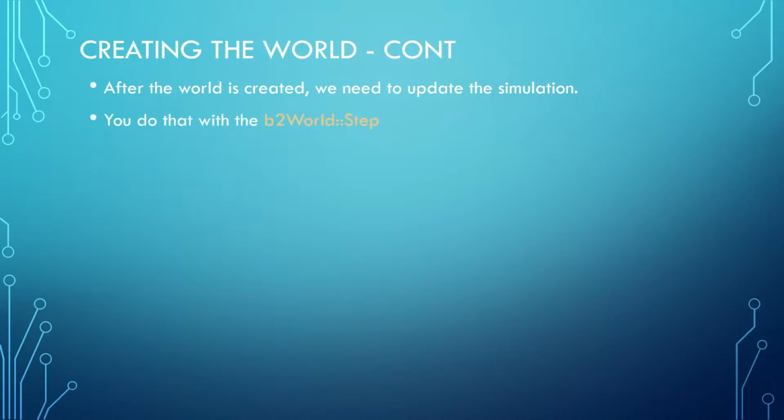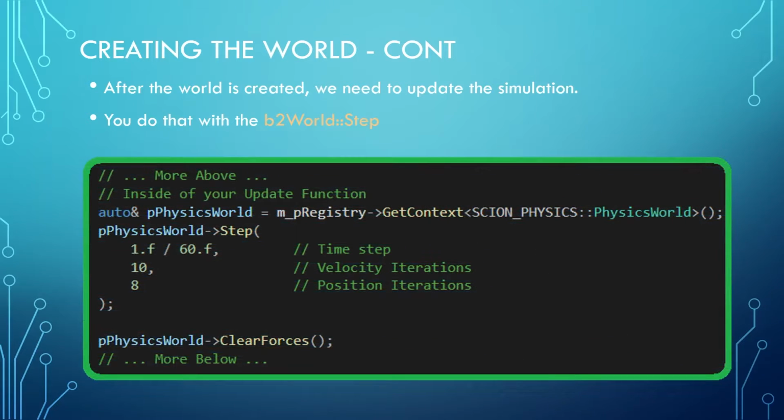You do that with the b2World Step. If you take a look at the step function, it will perform the collision detection, integration, and constraint solutions. This takes in the time step, which is the amount of time it should take to simulate. This shouldn't be varying. According to the documentation, this should always stay the same or try to remain the same.